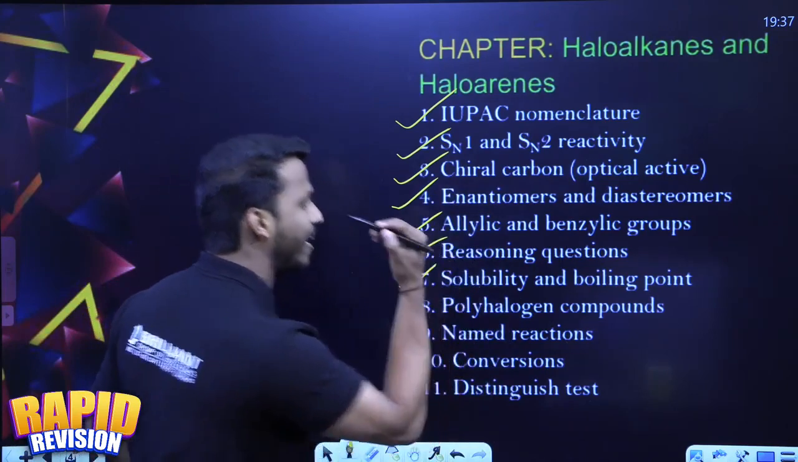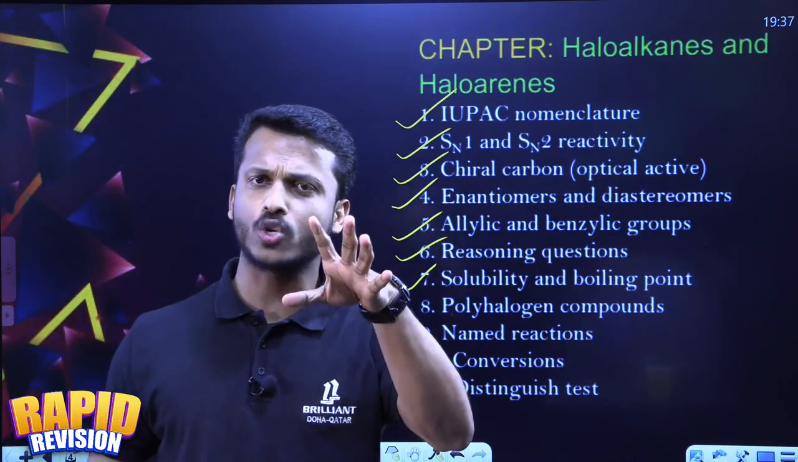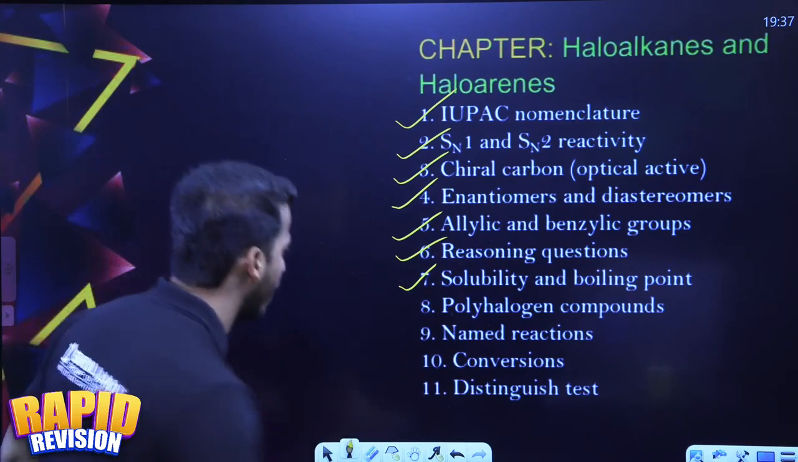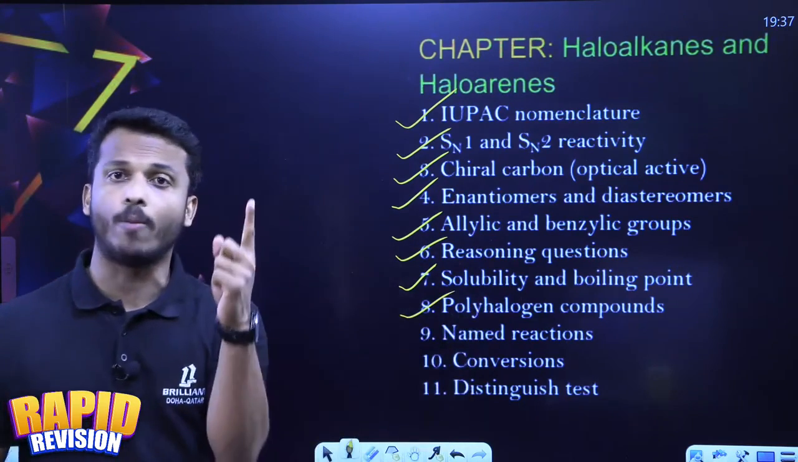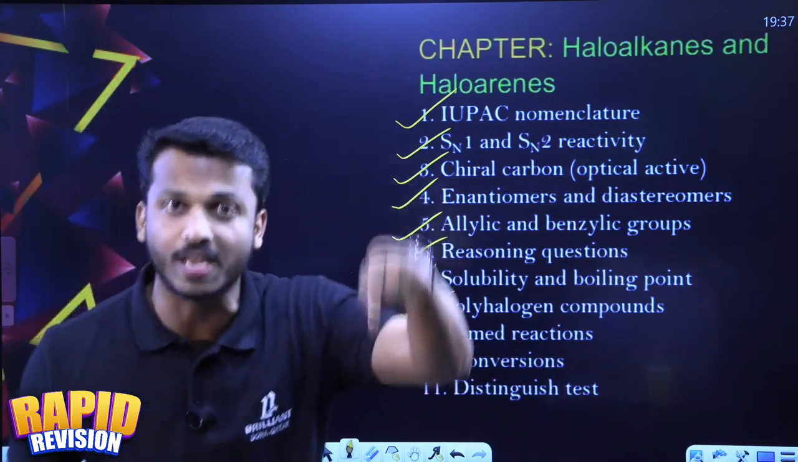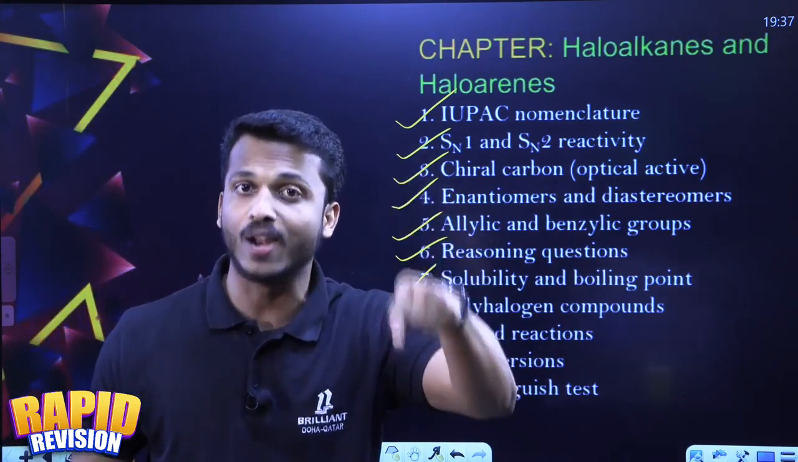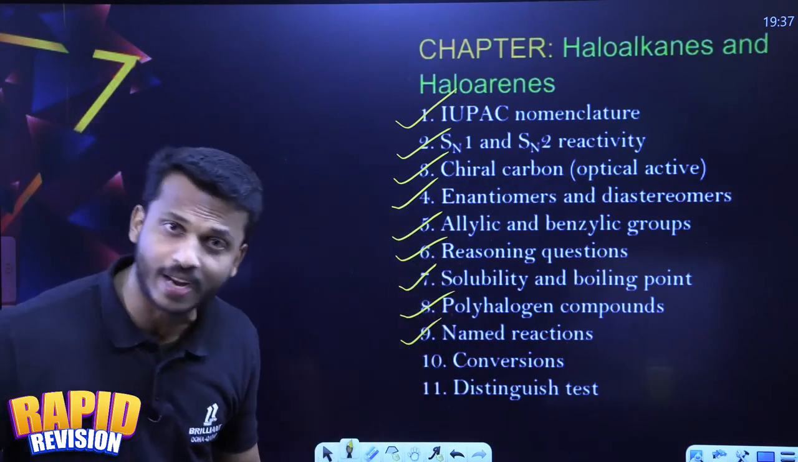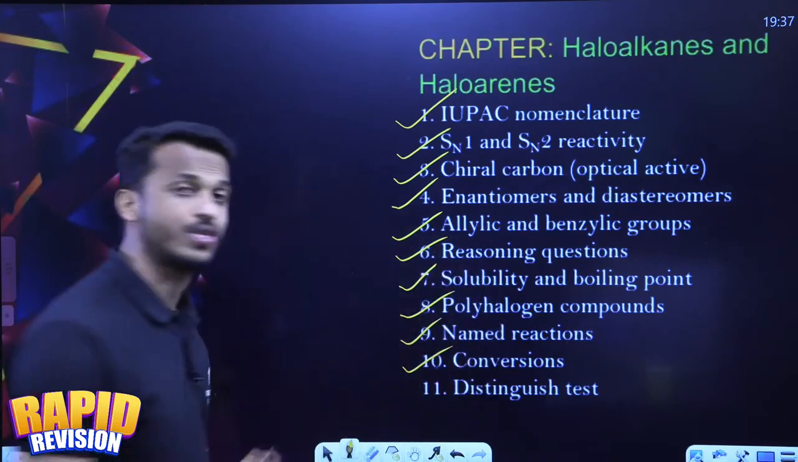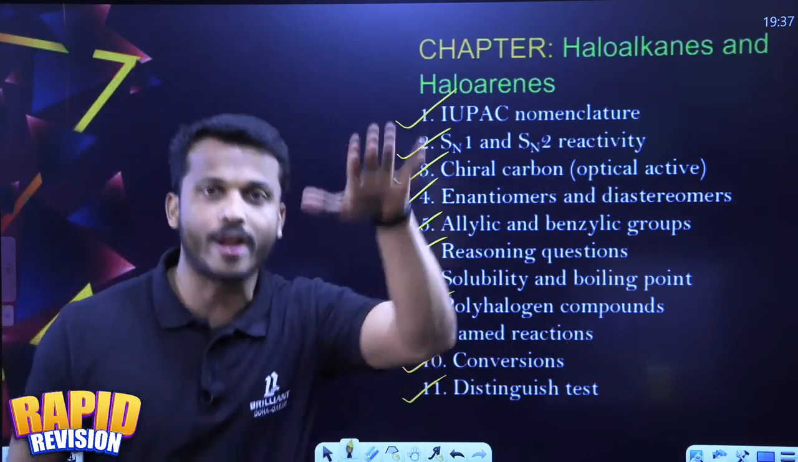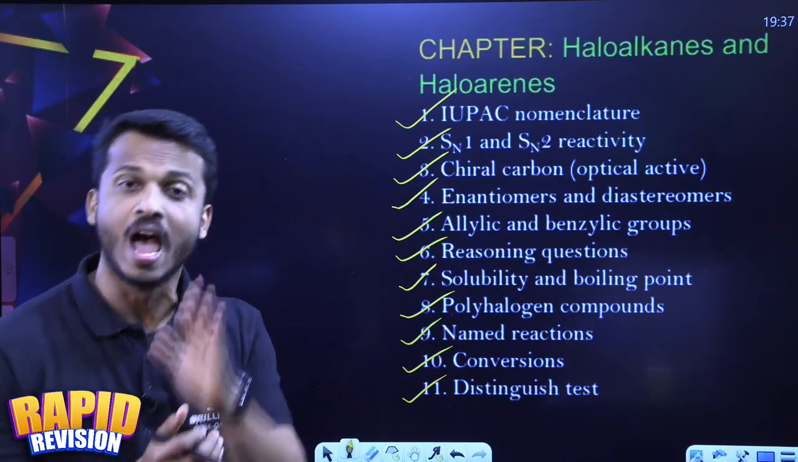And they will ask about solubility and boiling point, as in any organic chapter. Then polyhalogen compounds: last year it was a deleted portion, but this year we can expect a very important question from polyhalogen compounds. Dear all, we can also discuss named reactions, and conversion questions and distinction tests will be there. These are the main points you have to concentrate on.